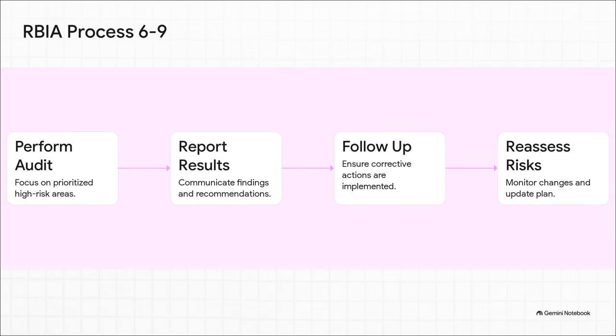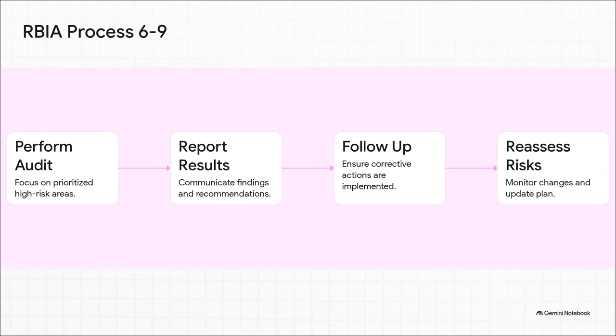Still under heading 4, let's hit the back half. Step 6, perform the audit procedures focused squarely on those high-risk areas. Step 7, report the results, communicating findings, conclusions, and recommendations. Step 8, follow up to ensure corrective actions are implemented effectively. And finally, Step 9, reassess risks by continuously monitoring changes and updating the audit plan.